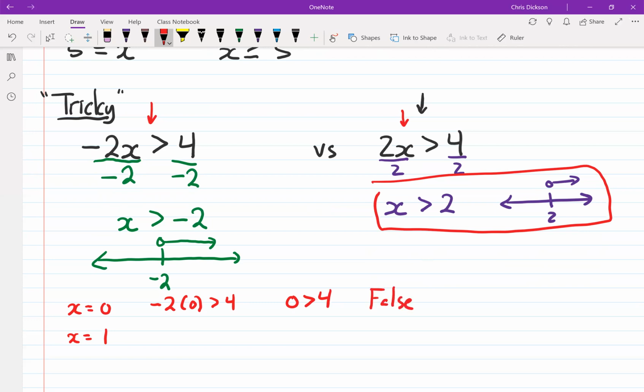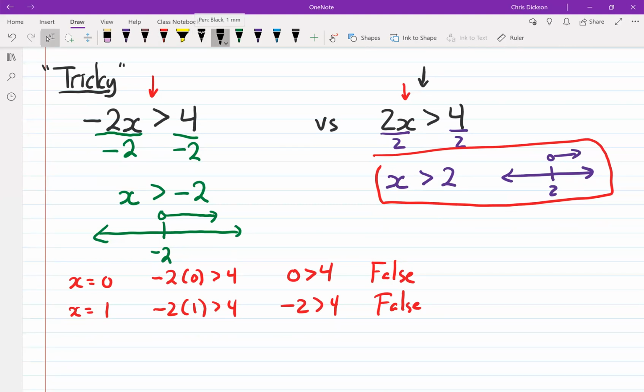That's weird. Let's put 1 in. Negative 2 times 1 is bigger than 4. So negative 2 is bigger than 4. Say, what? That's false. Okay, so there is something really strange that happens here, but I wanted to show you what would happen.